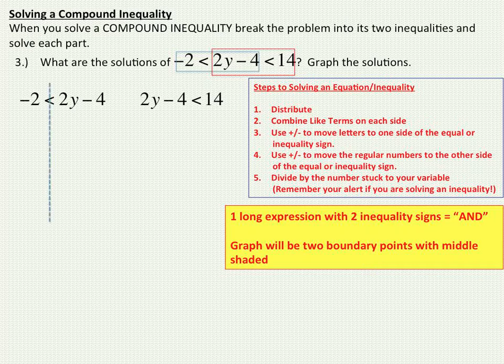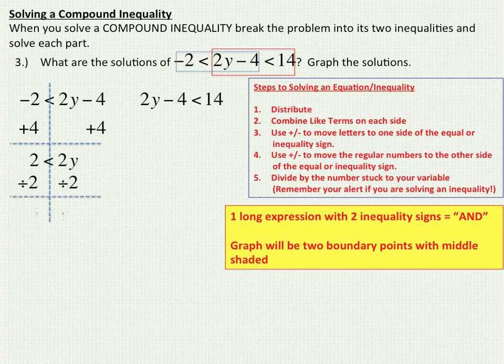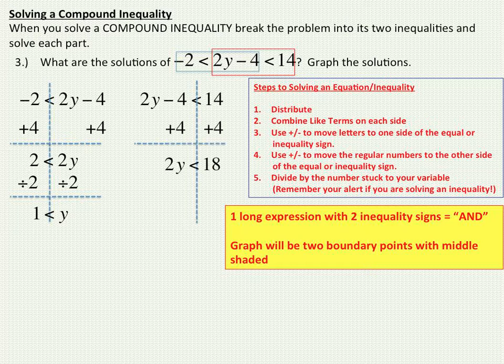No big deal. Use your checklist, go through, add 4 to both sides, divide by 2, and y is greater than 1. All right, pretty simple. Second problem, add 4 to both sides, 2y is less than 18, divide by 2, and y is less than 9. In neither one of these problems did I have to remember about flipping the sign around, because I divided by a positive, so it was all good.